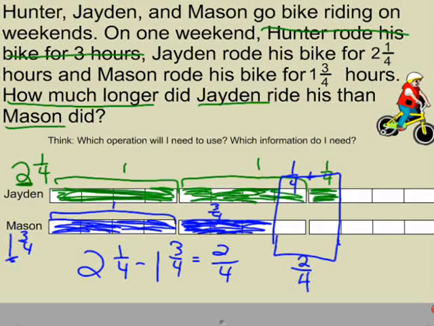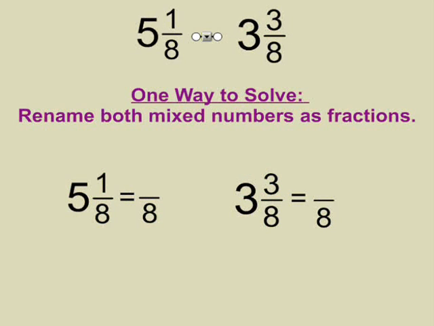Well, we need to figure out how to subtract it without having to always draw a model. So let's take a look at a problem here. 5 1/8 minus 3 3/8. There's a couple of ways to solve this. The first one I want to show you is to rename both the mixed numbers as fractions. So we have 5 1/8, and we need to change it to an improper fraction. Let's think about how we did this in class the other day.